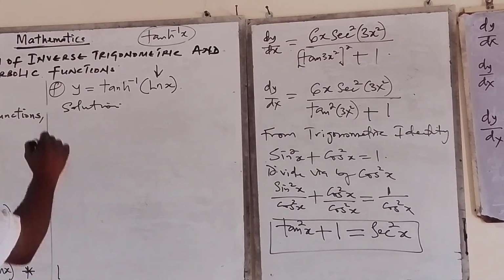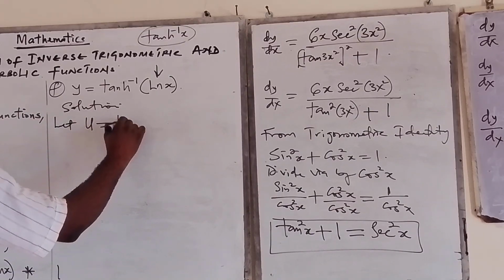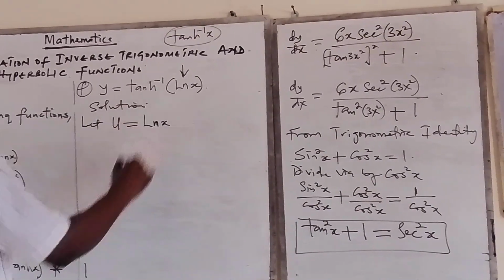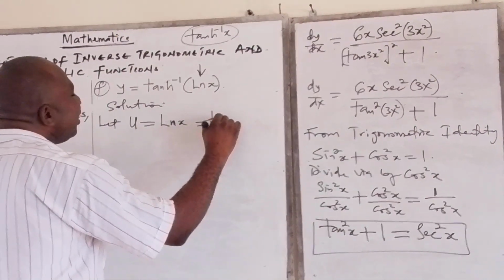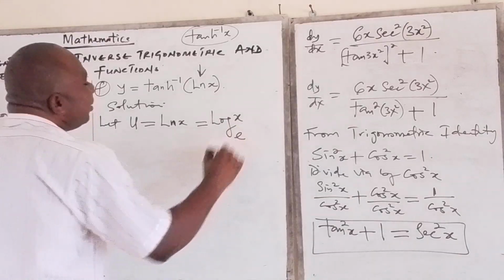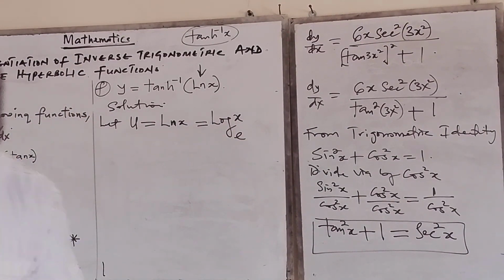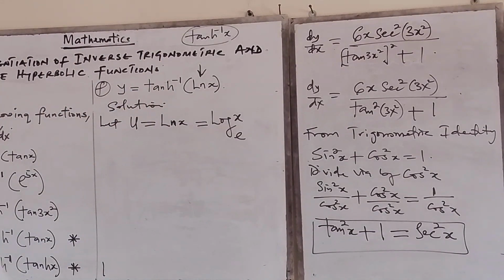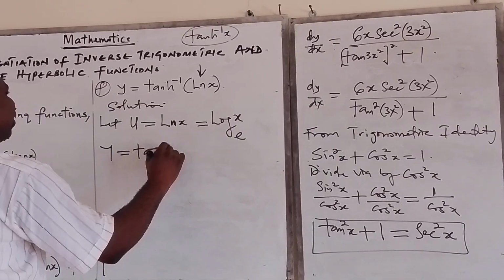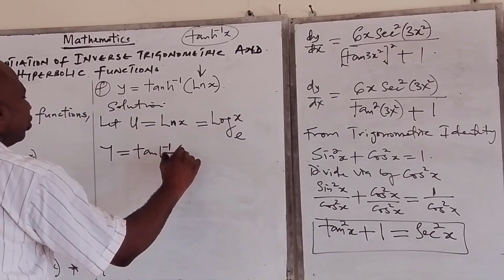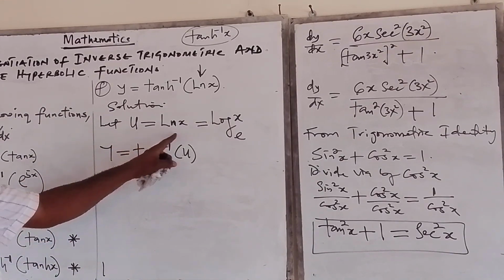So here we say, let u be equal to ln x. And we all know that ln x is a natural logarithm. It's saying log x base e. Yes, it's a Napierian or natural logarithm. So now it means our y will be equal to tanh inverse of u, because now we have assigned ln x to u. We say let u be equal to ln x.